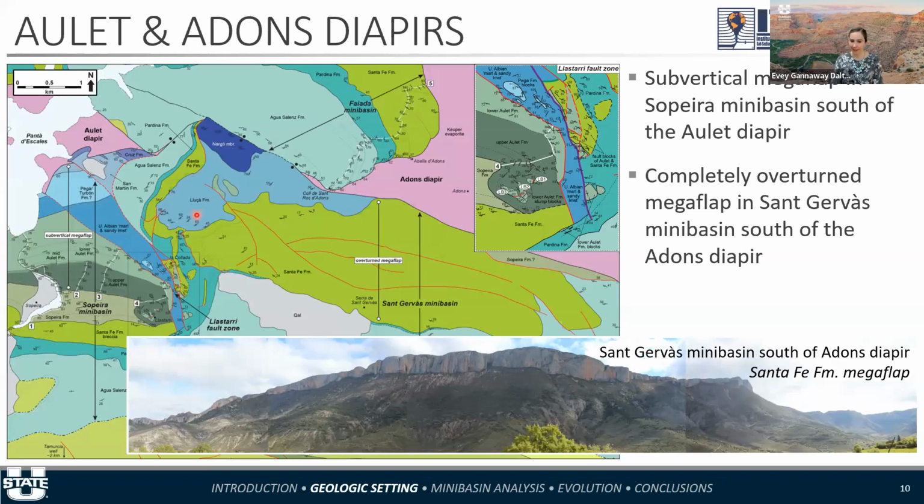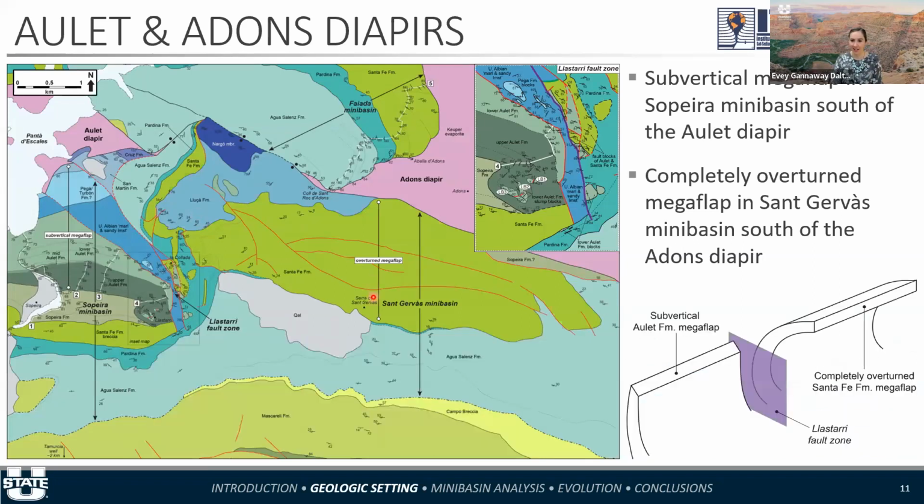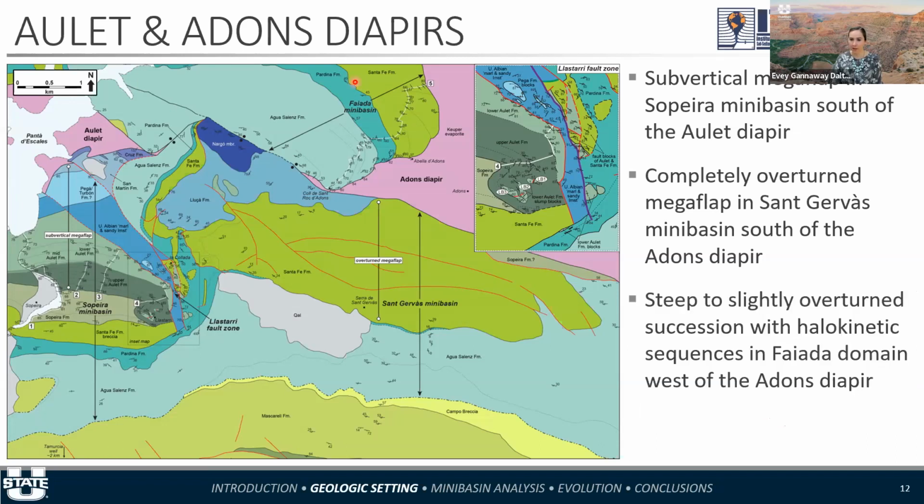Now, I understand this is obviously a very complex set of 3D geometries. So I've just thrown together this really simplified sketch to help us visualize these two megaflaps are subvertical to the west and are completely overturned to the east, juxtaposed across this Yastari fault zone in between. So from here, we're now going to move north for a second.